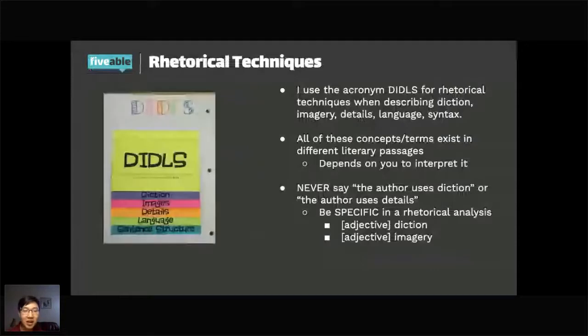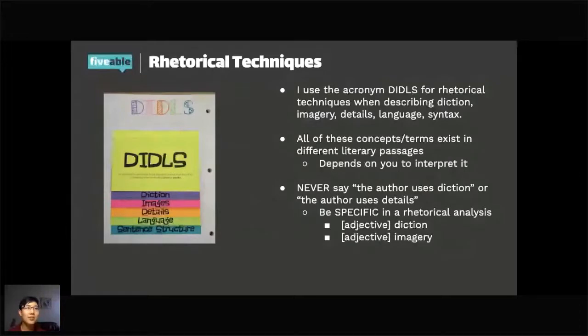I don't know if your AP English language teacher uses different acronyms. I'm a convert to DIDLS. It just means diction, imagery, details, language, and syntax. I've seen a bunch of other acronyms, both as an AP English literature student and even walking into my old AP English language teacher's classroom. I think she switched to a new acronym. I don't even remember what it was, but it was interesting. So all these concepts and terms exist in different literary passages. So what I always remember is that every passage will have diction.